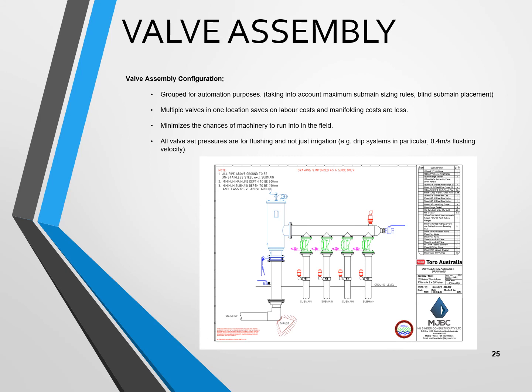Multiple valves in the one location save on labour costs for servicing, and manifolding costs are also less. It also minimises the chances of machinery running into these in the field. All valve set pressures are set for flushing, drip systems in particular, and not just irrigation.